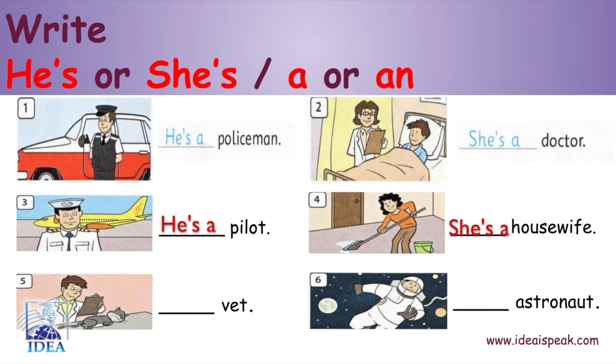Picture number 5, we see a cute little cat with a vet. A vet is a doctor for animals, so we say he's a vet. And the last one, we see an astronaut. An astronaut is somebody who goes into space, so we say he's an astronaut. Alright.